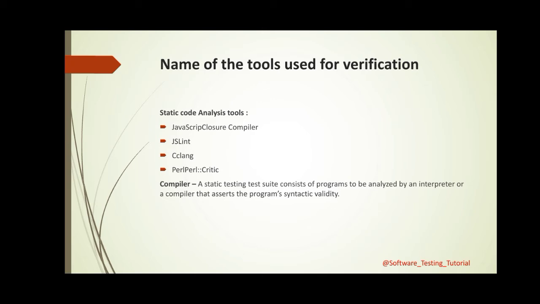Names of the tools used for verification: static code analysis tools, JavaScript Closure Compiler, JSLint, Clang, Perl compiler. A static testing tool should consist of programs to be analyzed by an interpreter or compiler that asserts the program's syntactic validation.